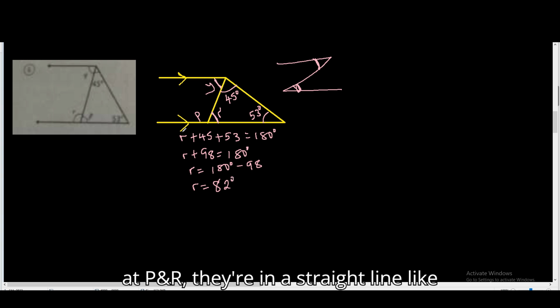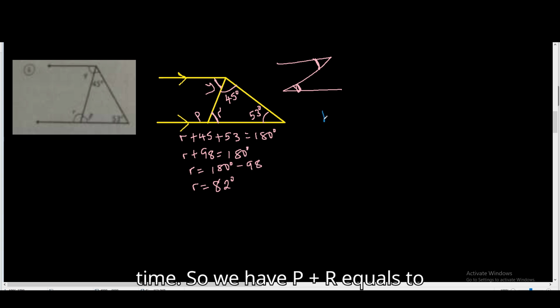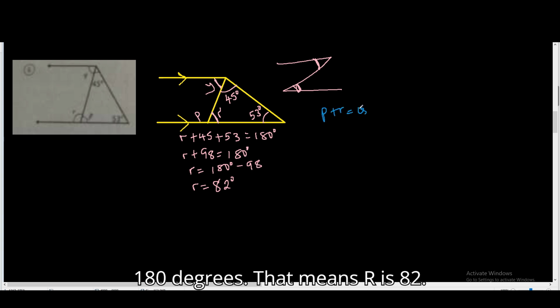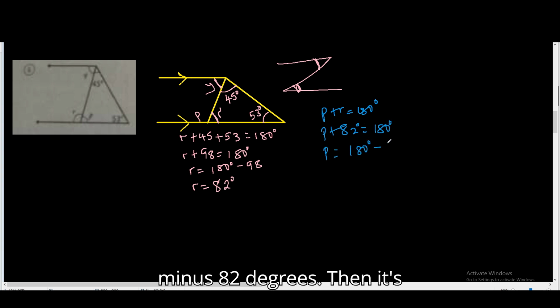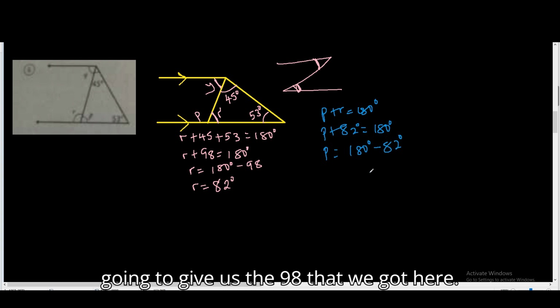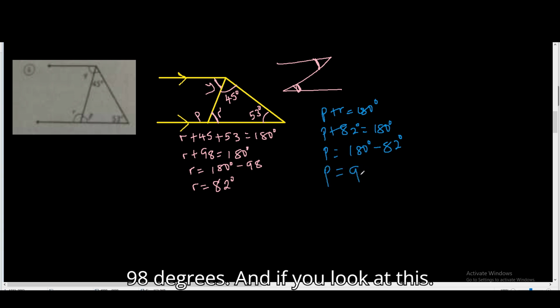Again, if you look at P and R, they are in a straight line like the half circle I showed you the other time. So we have P plus R equals 180 degrees. That means R is 82, so P plus 82 equals 180 degrees. Then P equals 180 degrees minus 82 degrees, which gives us the 98 that we got the other time. So P equals 98 degrees.